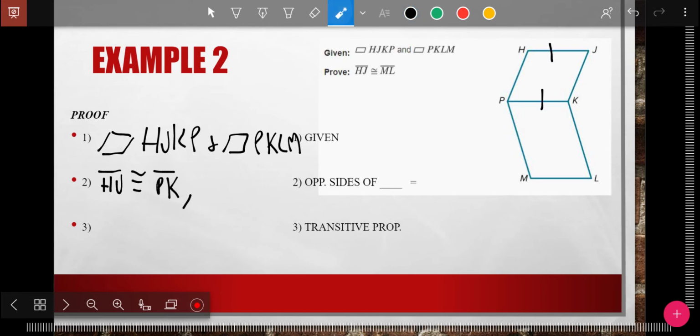And then in this parallelogram, PK and ML are opposite sides. And so I'm going to say that PK has to be congruent to ML. Because again, what's my reason? Opposite sides of a parallelogram are congruent.